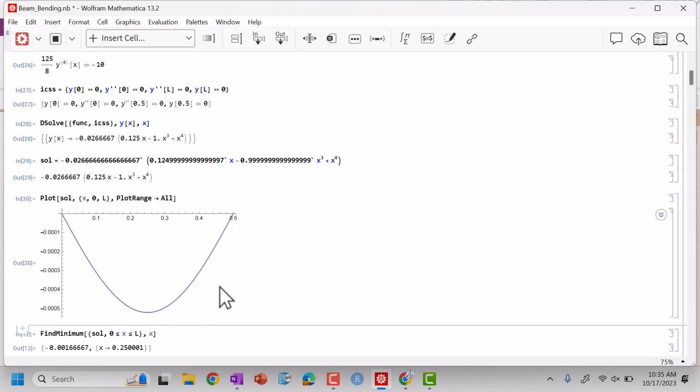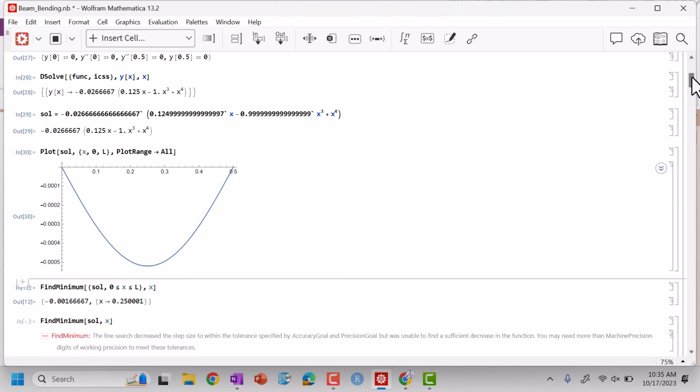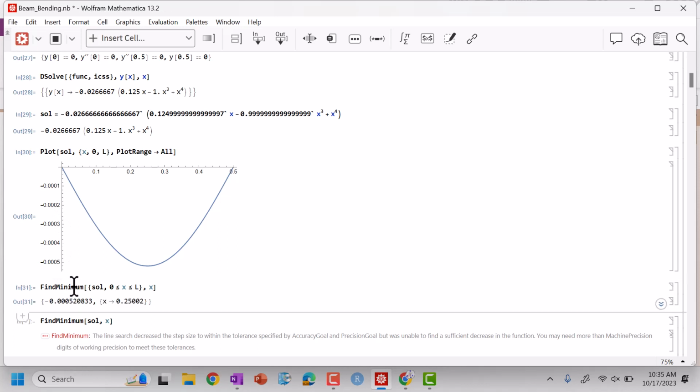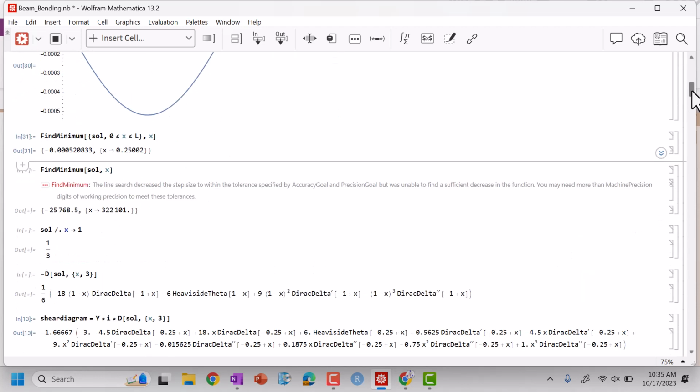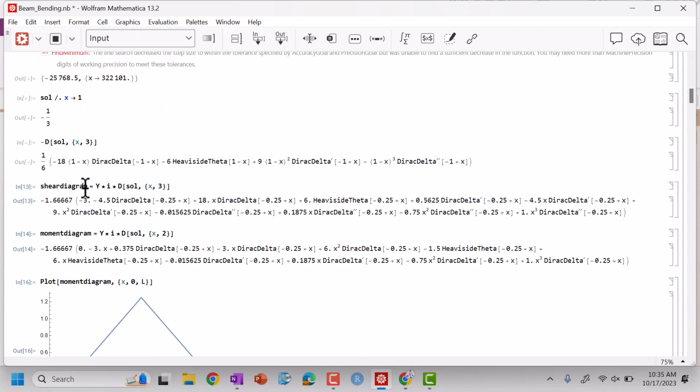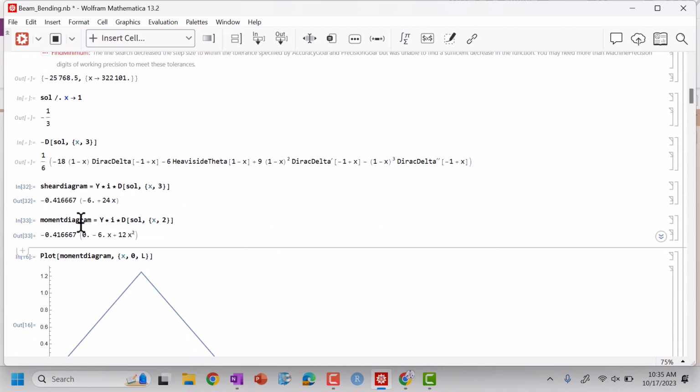Similar, but you can see when the load was distributed, actually, I wish we could go backwards. Actually, you can kind of see the values here. We're about at least one order of magnitude larger when we distribute the load rather than having it concentrated at that single point. So we can see the minimum value. And again, we can see our shear diagram, our moment diagram, and we'll see shifts in this behavior.